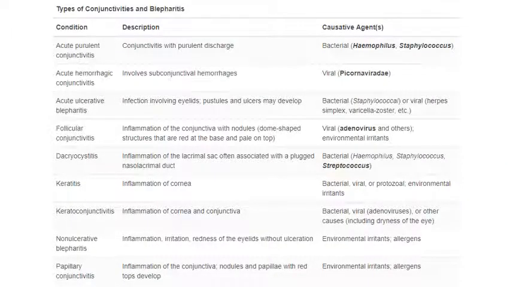Right. So as far as knowing the differences between these different types of conjunctivitis, the common ones are going to be bacterial and viral. Acute purulent conjunctivitis, so purulent means with pus, is usually caused by a bacterial infection. Acute hemorrhagic, with these hemorrhages, so the presence of blood, that's usually viral.